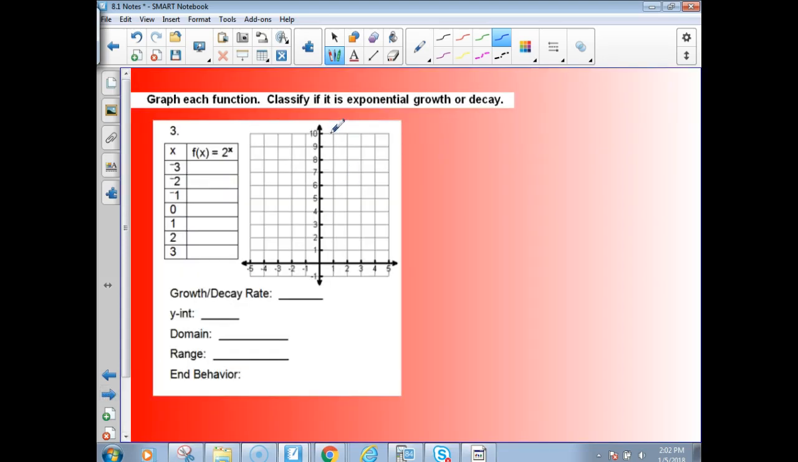Graph each function and classify it as exponential growth or decay. I want us to be able to identify and expect what we're going to get just by looking at the equation. If this format again is a times b to the x, in this case, the a is 1, which means it should cross at (0, 1).